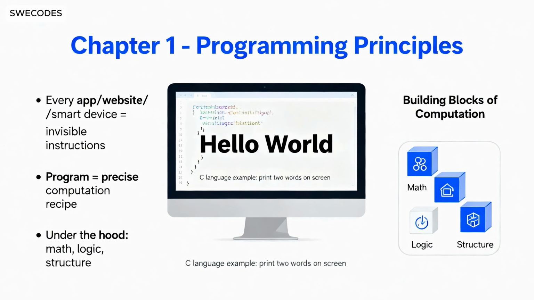Here is the simplest example possible: the Hello World program in C. It tells your computer to print two words on the screen: Hello World. That is one instruction, one outcome. The building blocks of computation.